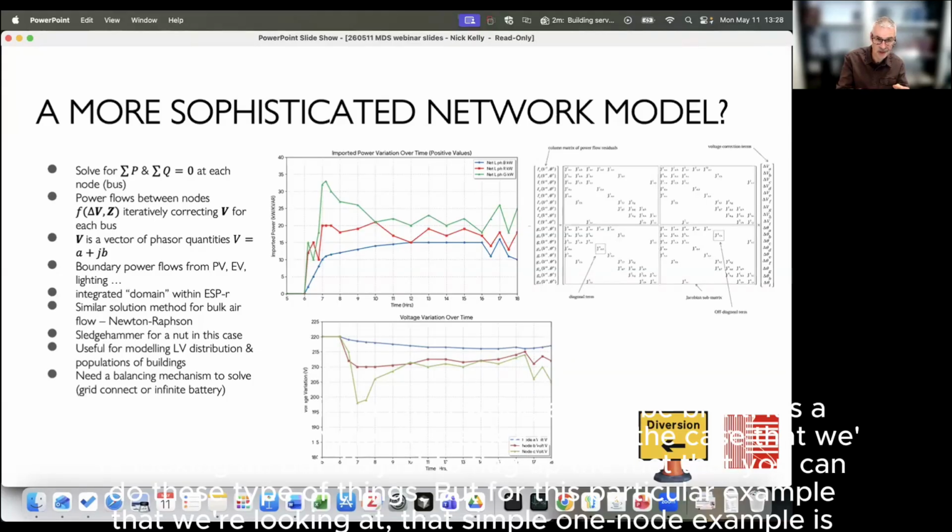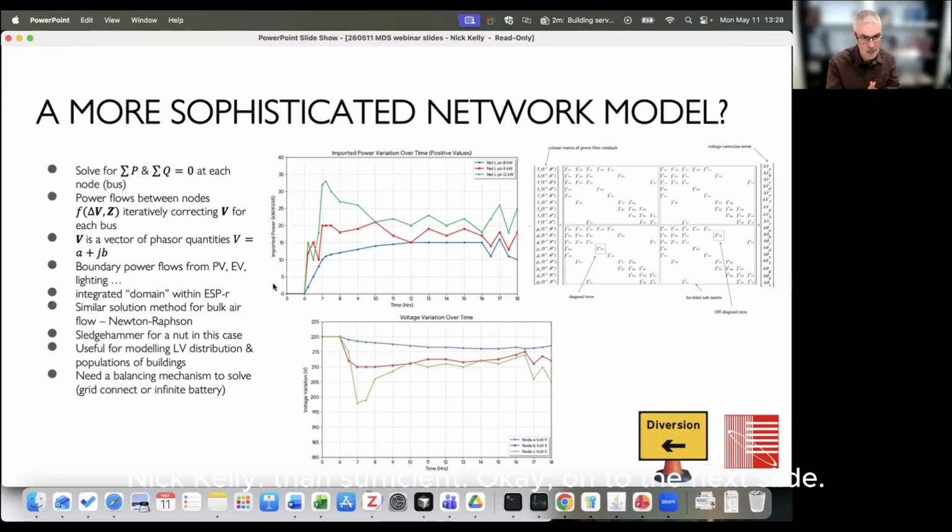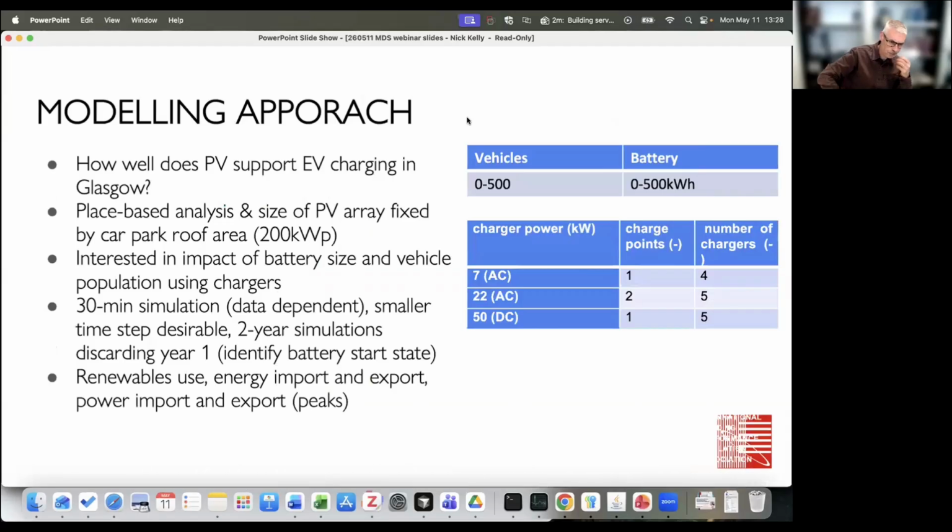But it's a lot of work, and to be blunt, it's a kind of sledgehammer to crack a nut for the case that we're looking at. But it's just to flag up the fact that you can do these types of things. But for this particular example that we're looking at, that simple one node example is more than sufficient. Okay, on to the next slide.